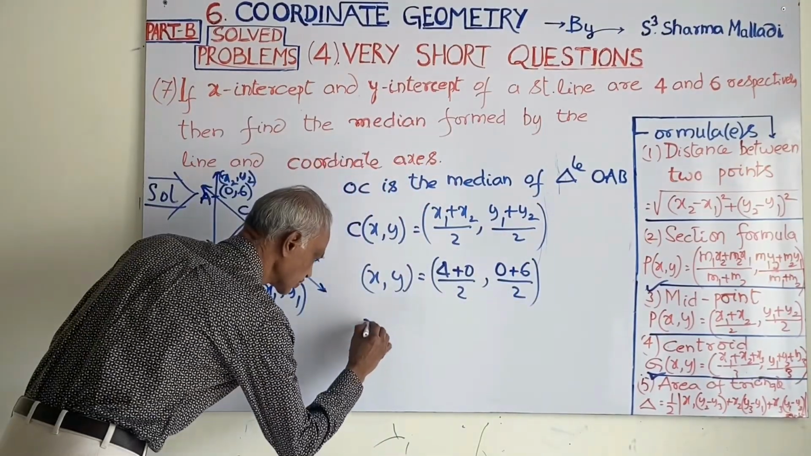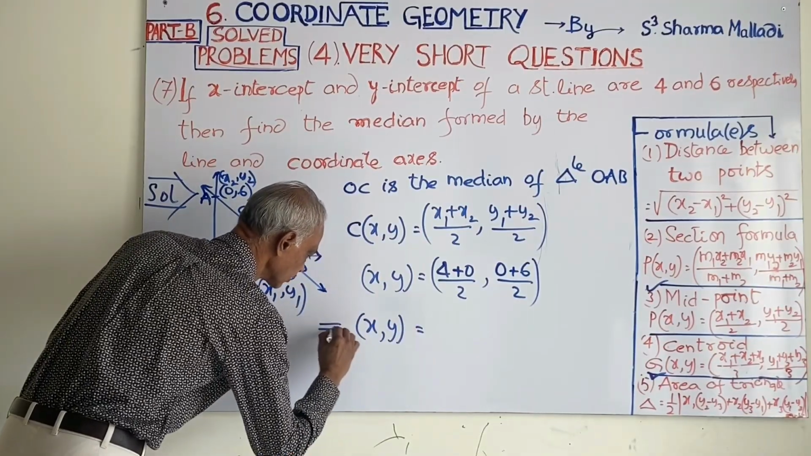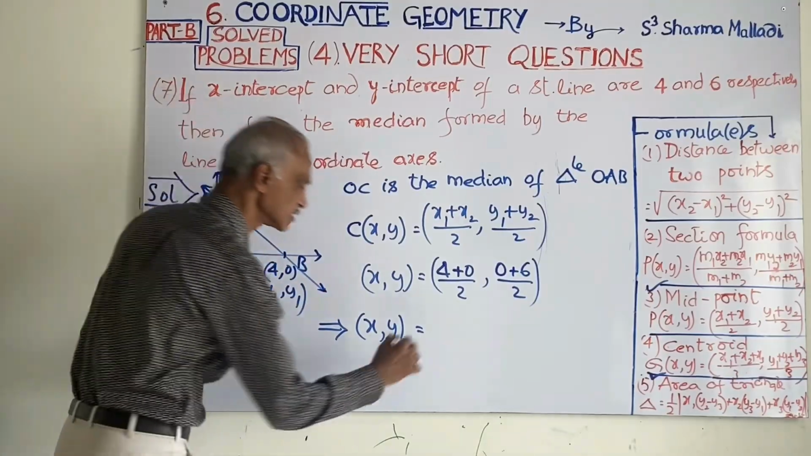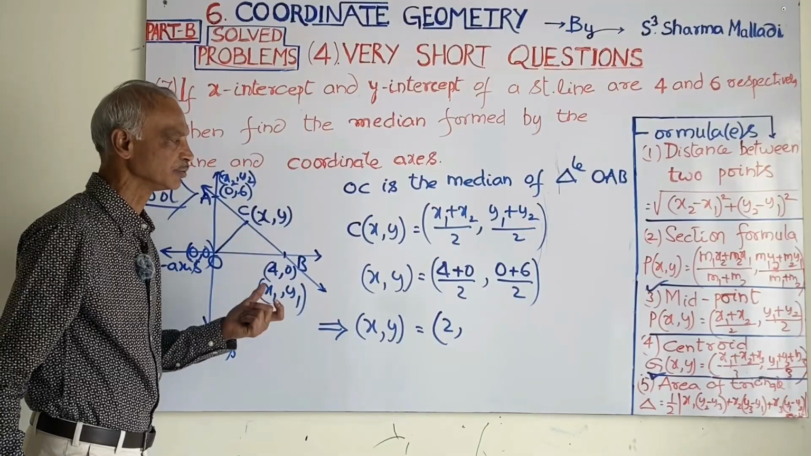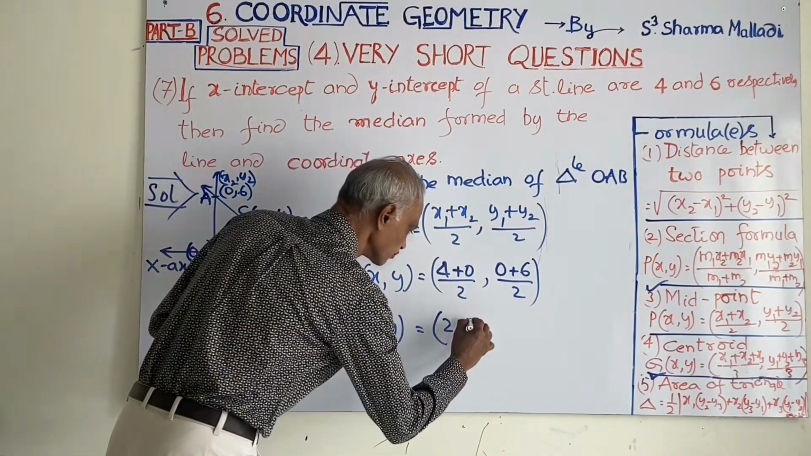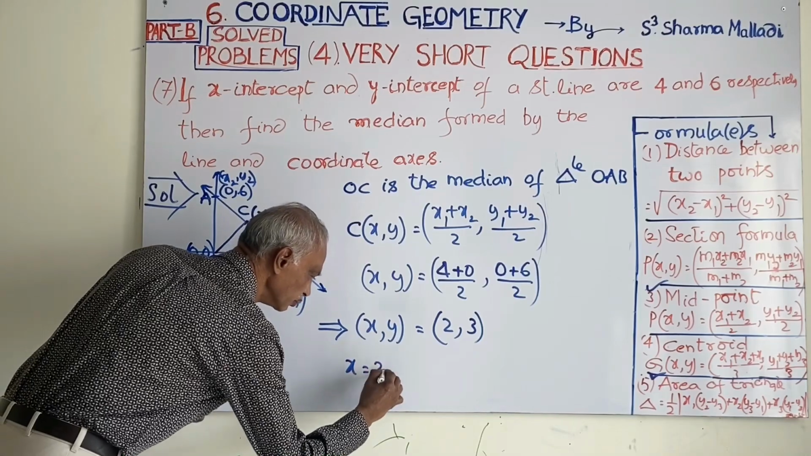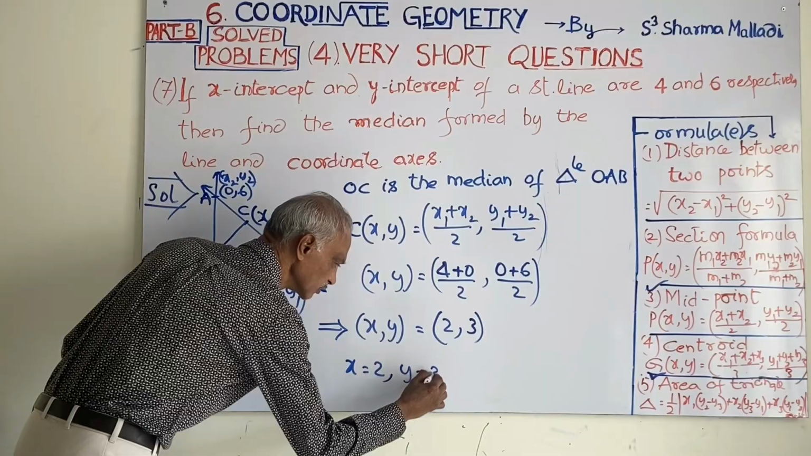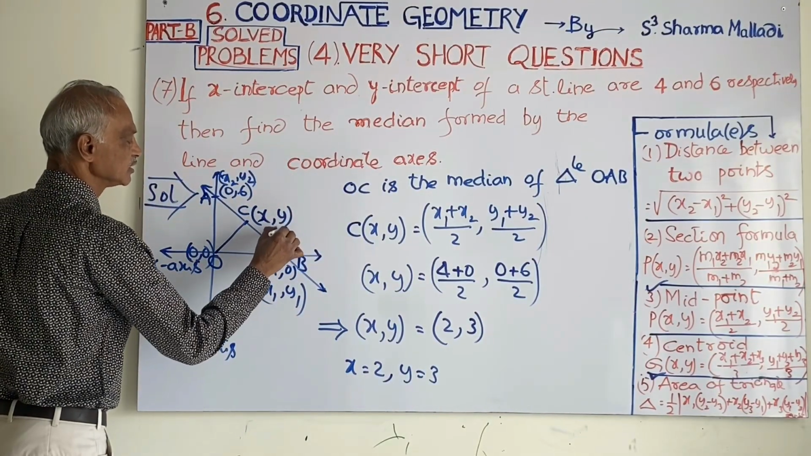Now (x, y) is equal to 4 by 2. 4 plus 0 means 4, and 4 by 2 is 2. And 0 plus 6 by 2 means 6 by 2, which is 3. Now you got x is equal to 2. The x coordinate is 2 and the y coordinate is 3.